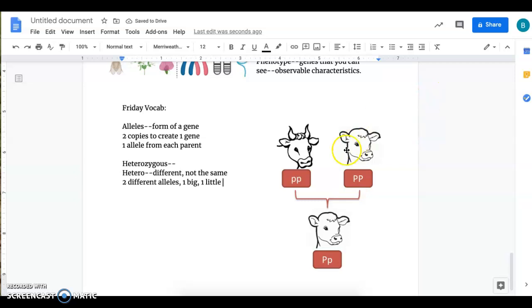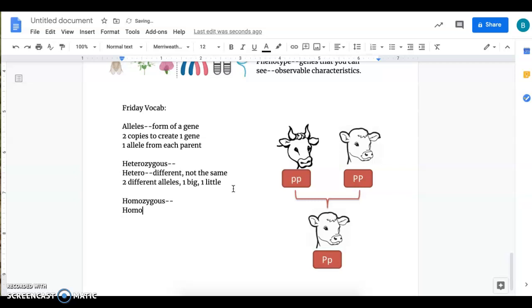So if we're looking at these 3 allele combinations, a heterozygous one is going to be this one. It has a big P and a little p. So that tells me it's heterozygous, it's different. Okay, 2 different letters. The next word we're going to talk about is homozygous.